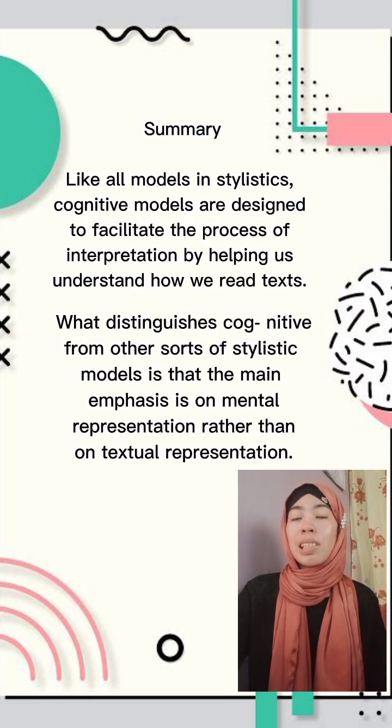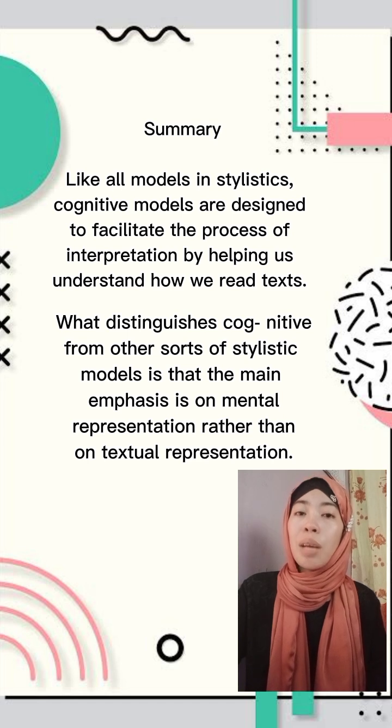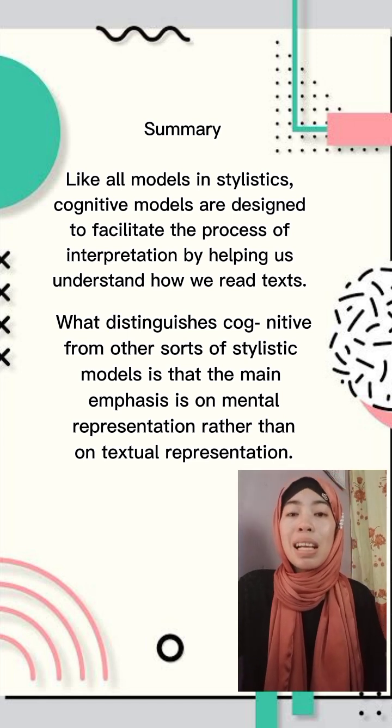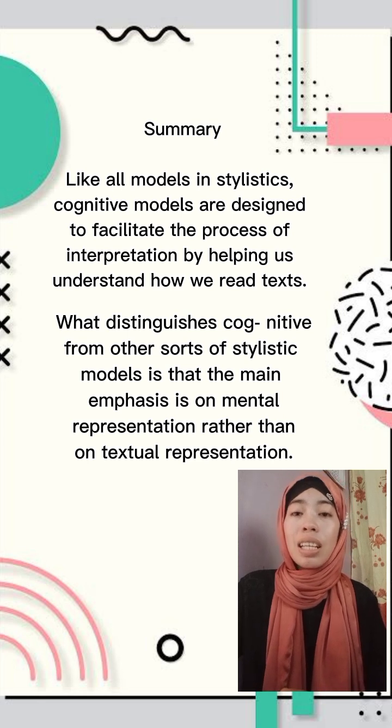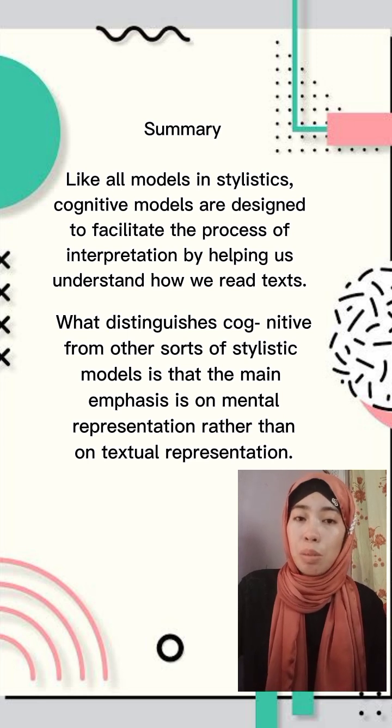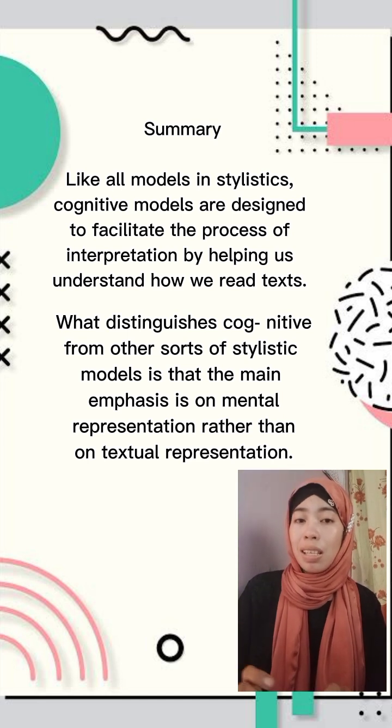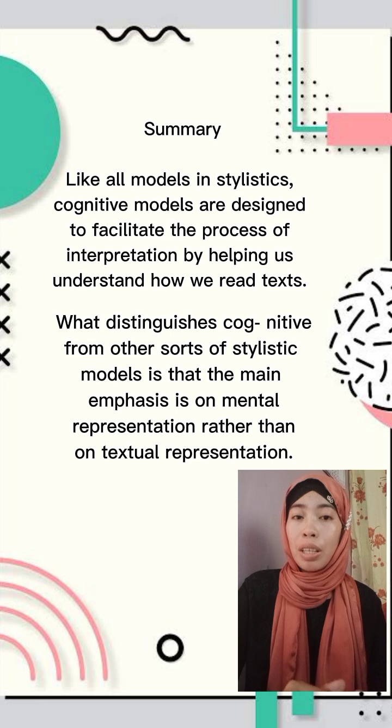In a nutshell, cognitive stylistic models aim to enhance the interpretation process by emphasizing the mental representation over textual representation. In addition, finding a balance between cognitive and the textual aspects is crucial to avoid overlooking the reader's engagement with the text and the stylistic intricacies of textual composition.